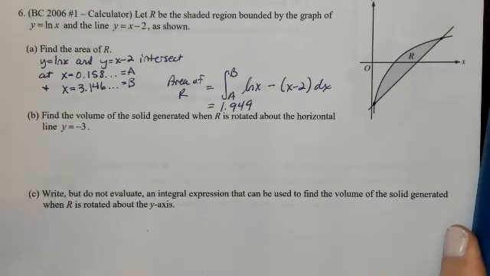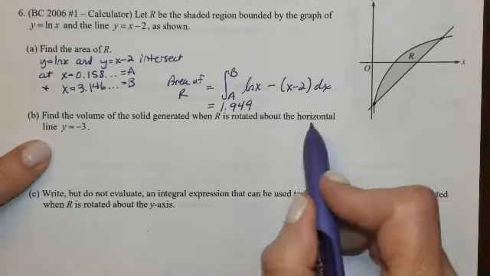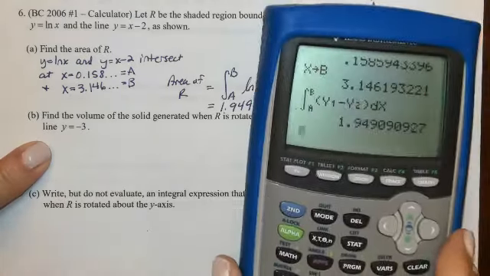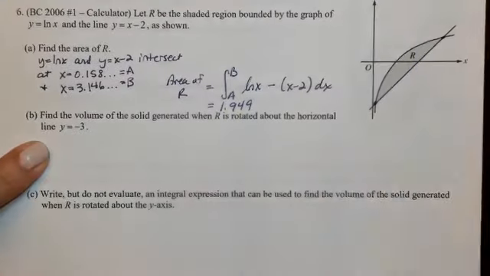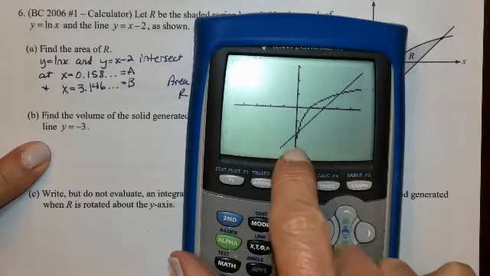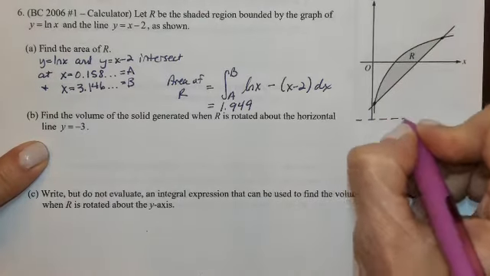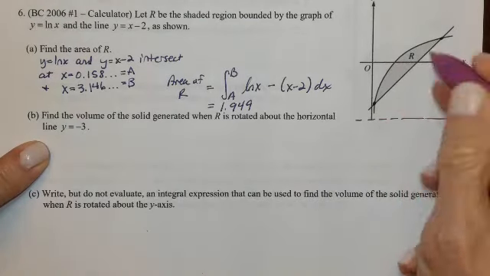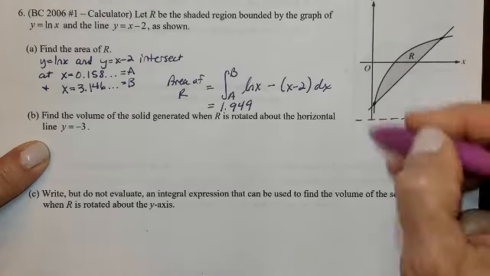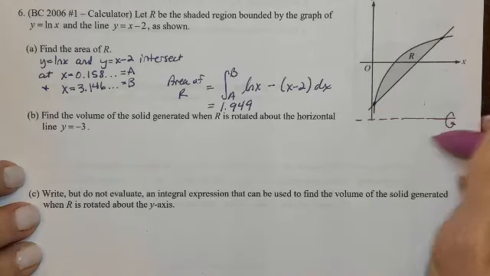Okay. Part B. Find the volume of the solid generated when R is rotated about the horizontal line y equals -3. When I found this, -3 is way down here, right? So it is well below our region. We're revolving this region about that line, yeah? So it's going to be a thin little solid, right? With a big hole in the middle.